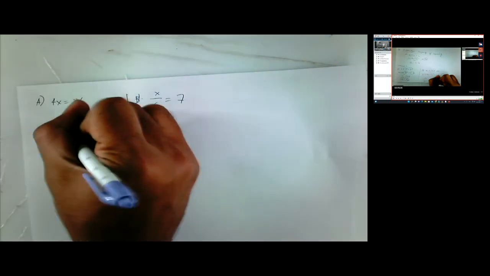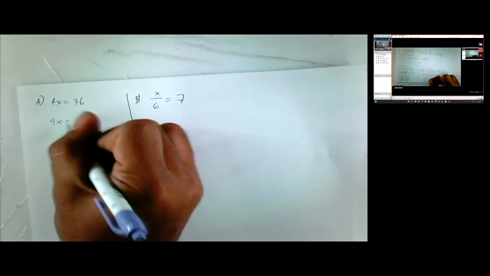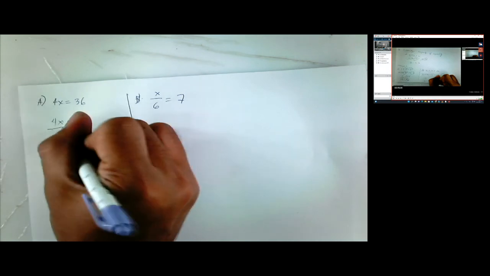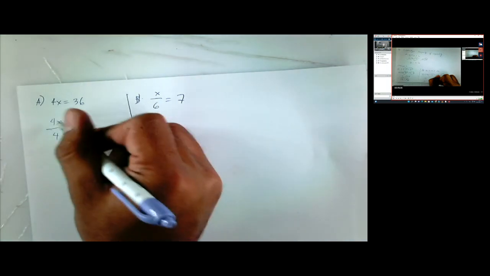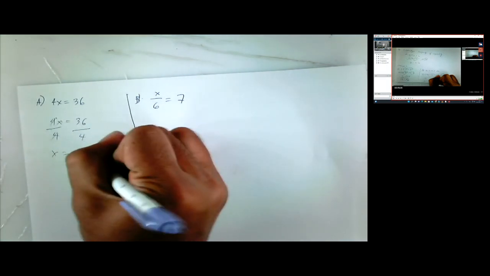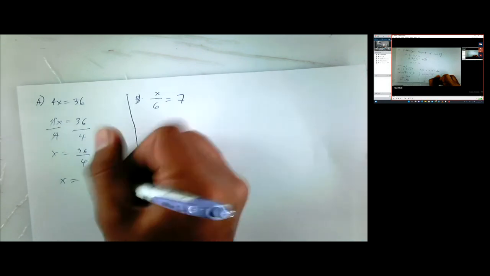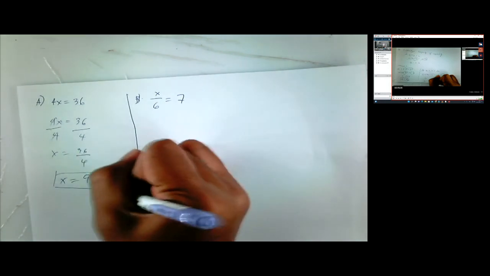So, we have 4x equals 36. To solve for x, we have here 4, so you can divide this by 4. And if you divide the left side by 4, you need to divide the right side by 4. And so you will have x is equal to 36 over 4. That is x is equal to 9.